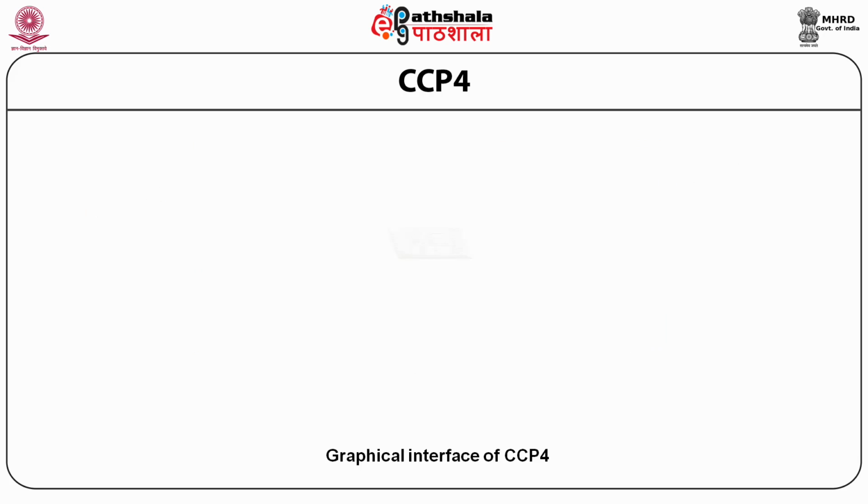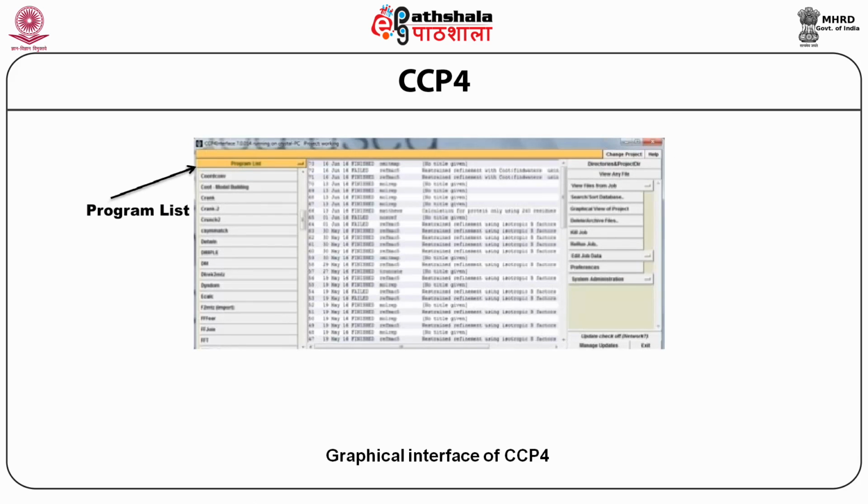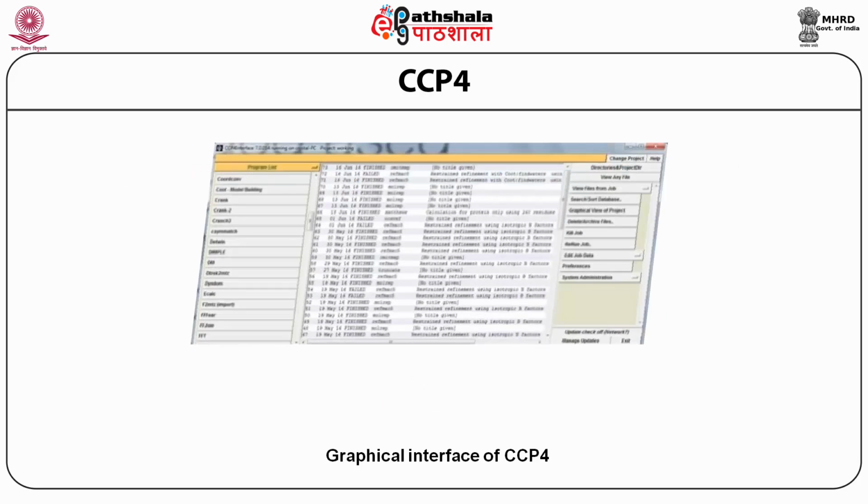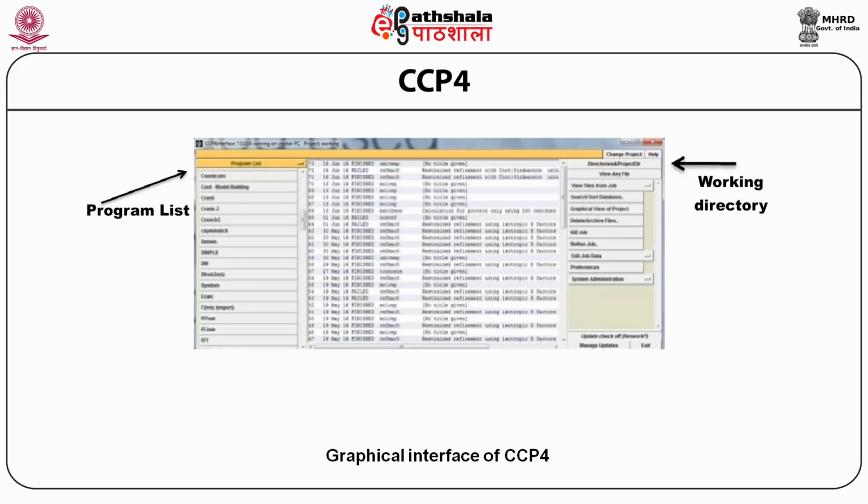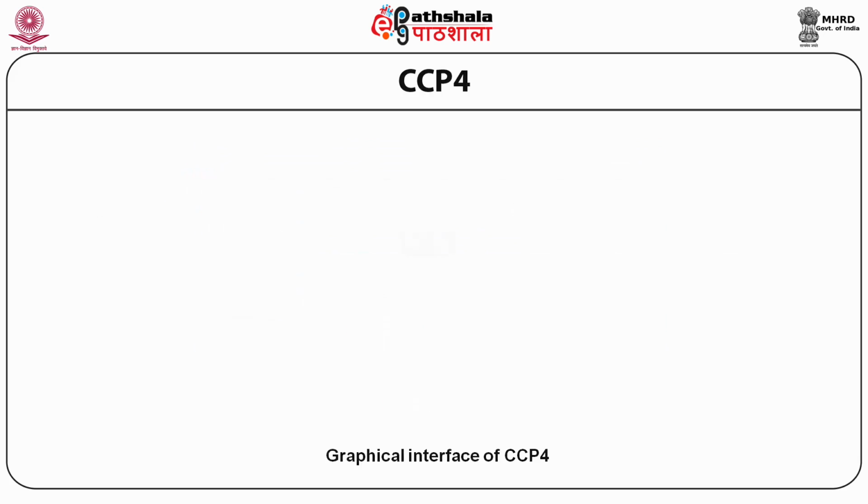We have earlier seen that CCP4 is nothing but the Collaborative Computational Project number 4. It is a suite of programs, and these programs have been written by many scientists. Present day CCP4 version is very simple and user friendly. To illustrate that, we are now just showing some graphical interface of CCP4. So if you look at the left hand side arrow mark column, we have the various programs listed there, and in the right hand side the working directory is given.